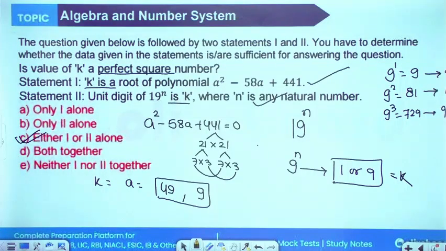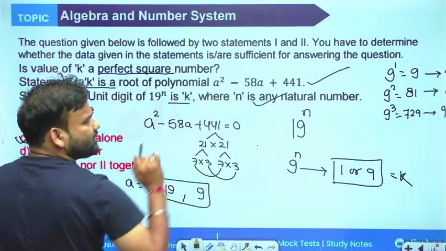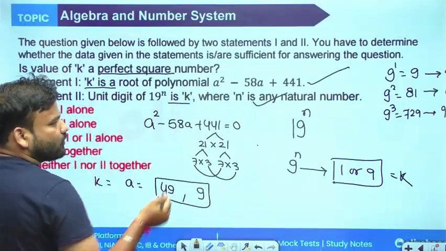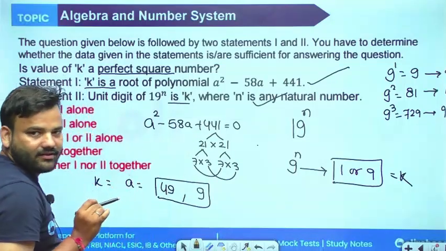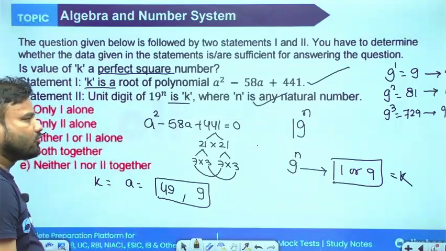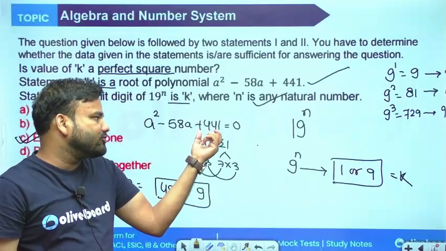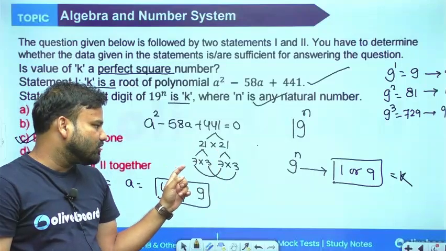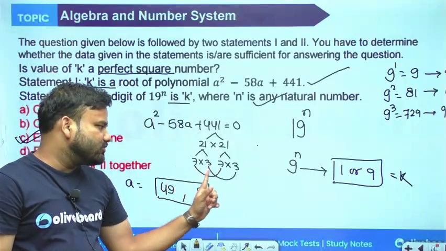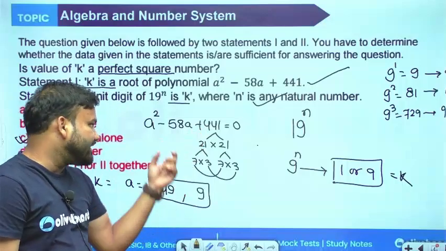So how did you find the quadratic equation? It was given, right? K is the root of a polynomial. So root of this particular expression. Fine. 441 is 21 and 21. On adding, I should be getting 58. See, roots should be such that on adding, we get 58, and on multiplying, I should be getting 441. 441 is 21 into 21. So 7 into 7 is 49, 3 into 3 is 9. So 49 into 9 is 441, and 49 plus 9 will be 58.